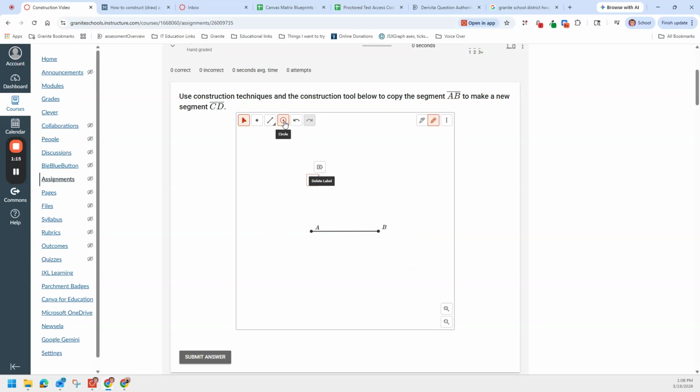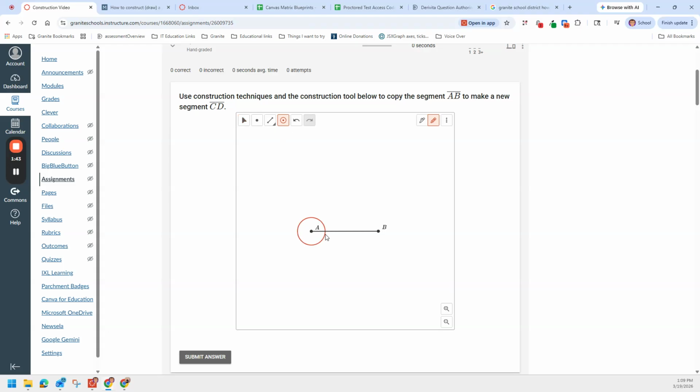The other part of constructions is using a compass. Now, a compass is good for creating circles or arcs. This one is always going to create a full circle every time we use it. Now, using only these tools, we need to be able to create a copy of this line segment. So here's what we're going to do.